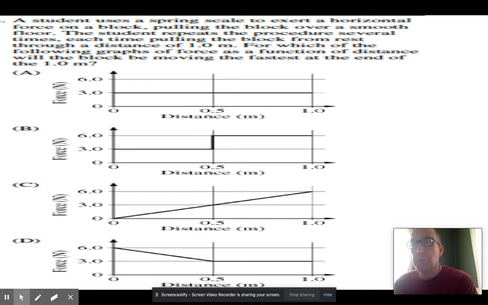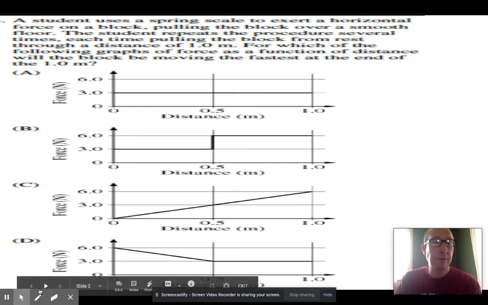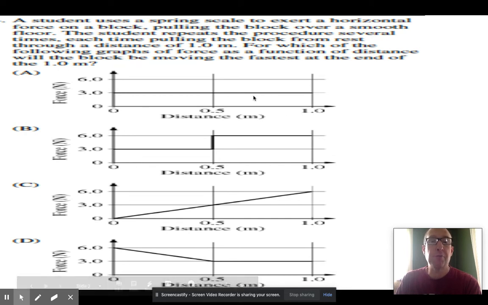So it's a smooth floor. That tells me there's no friction. So all of the work that I'm doing is going to turn into kinetic energy. And so I'm looking at which one has the biggest area. Looking at the top one, it has an area of 3 times 1, which is 3.